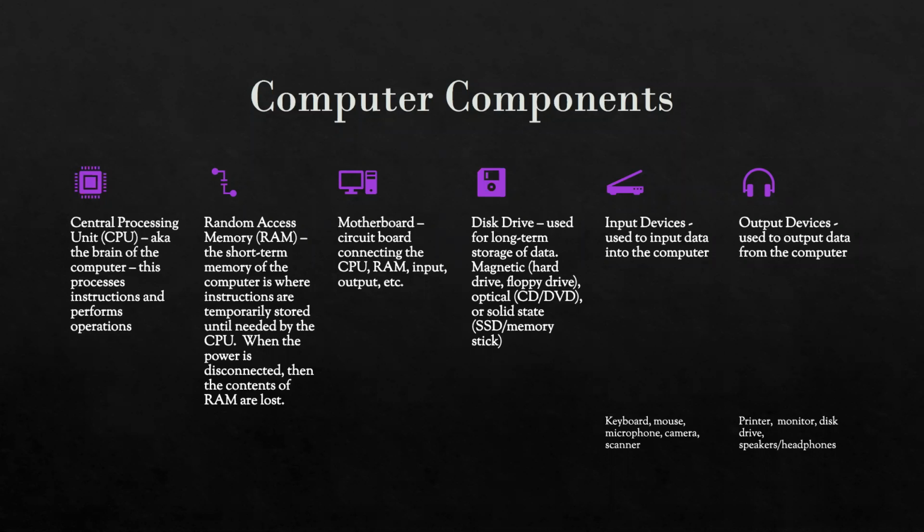We have input devices. This is how we input data into the computer. An example being a keyboard, okay, a mouse. An output device is a device used to output data from the computer. So a printer, we could have monitors considered an output device. And a pair of headphones is an output device.